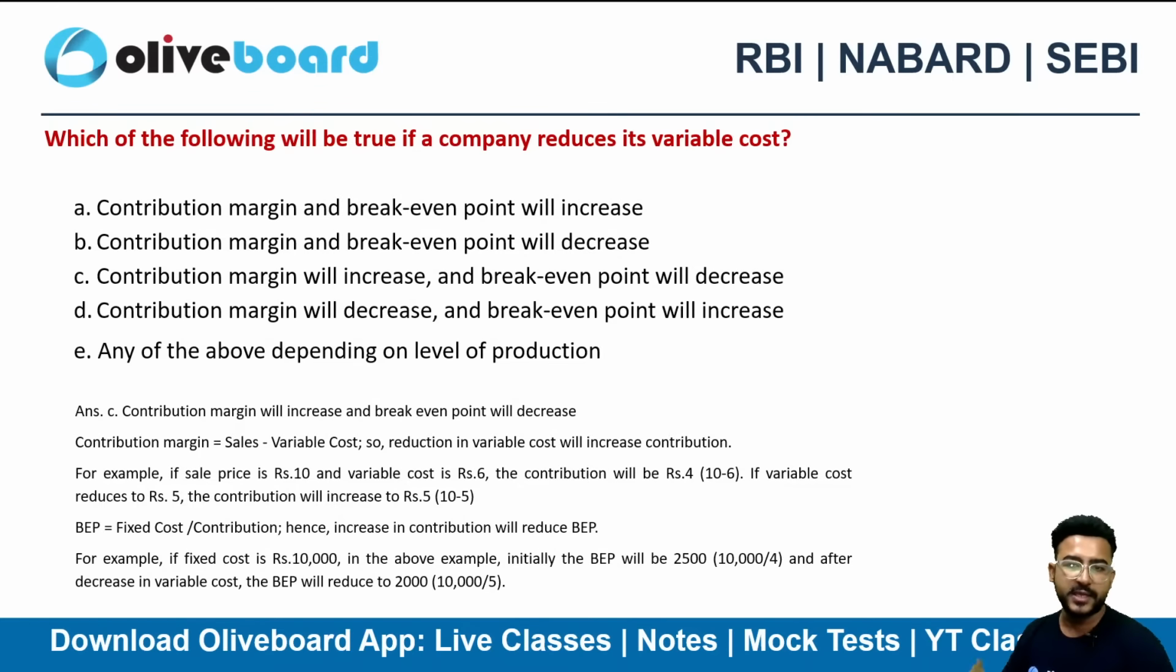If you are reducing your variable cost, that means your contribution is increasing. So your contribution margin is going up. And because your contribution is going up, you are able to earn more and more profit. So obviously your break-even point will decrease. Why? Because now you are easily able to cover the fixed cost using the same amount of contribution.